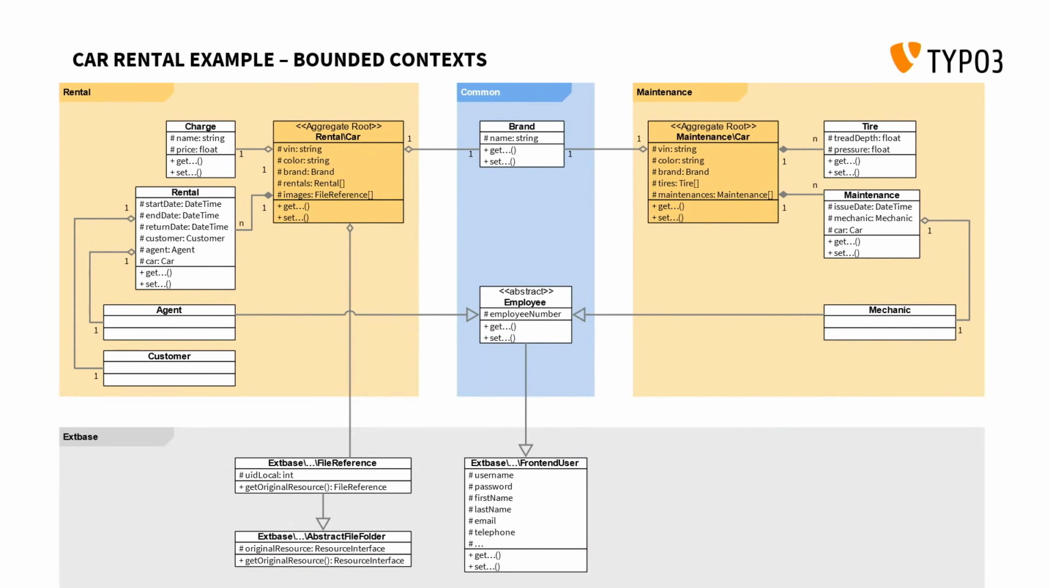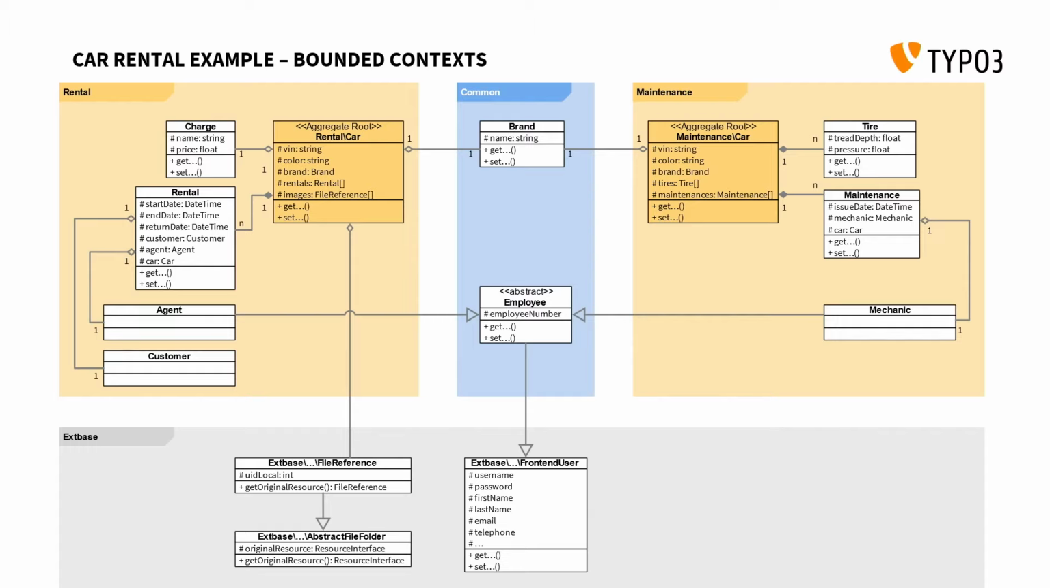So I like pictures, and here, as you can see, we had that one big car, and now it's separated into these two sides. On the left side, we have the rental part, which just affects the rental topic, as I mentioned, and on the right side you have the maintenance part. And here in the center we have some common things, like a brand name, which cannot be declared to be related to either the rental part or the maintenance part only.